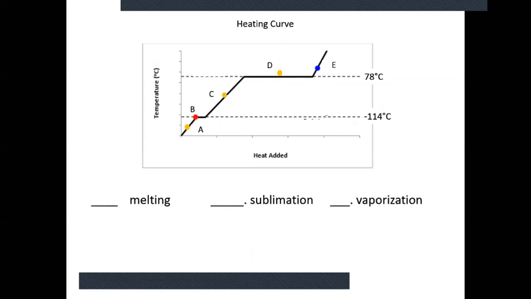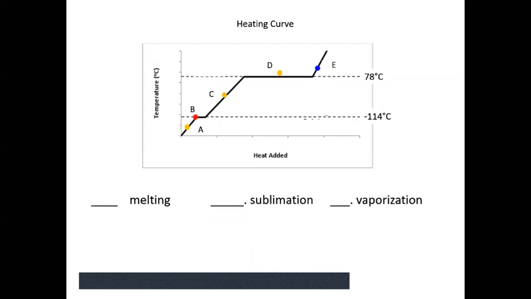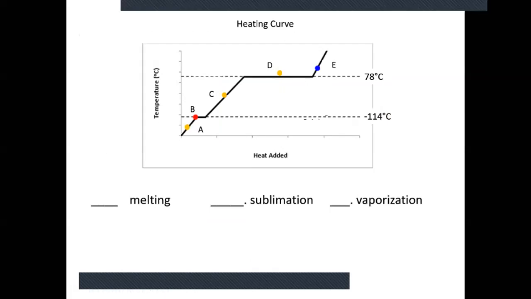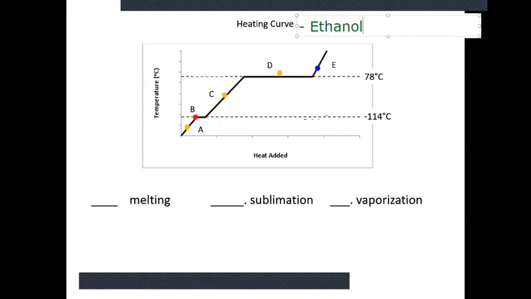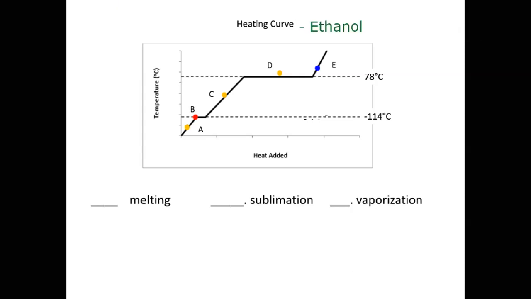So here, for example, we have a heating curve of ethanol. And so what happens when we add heat to ethanol? What happens to its phases? And so you'll notice here, hopefully you can see that we have an A, a B, a C, D, and E. So each point represents a different phase or phase change of ethanol.